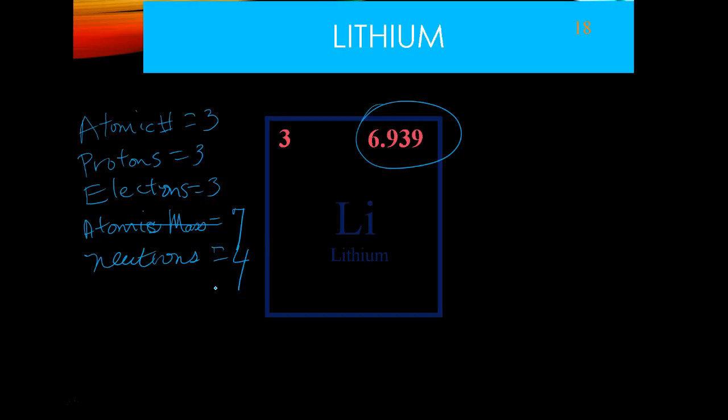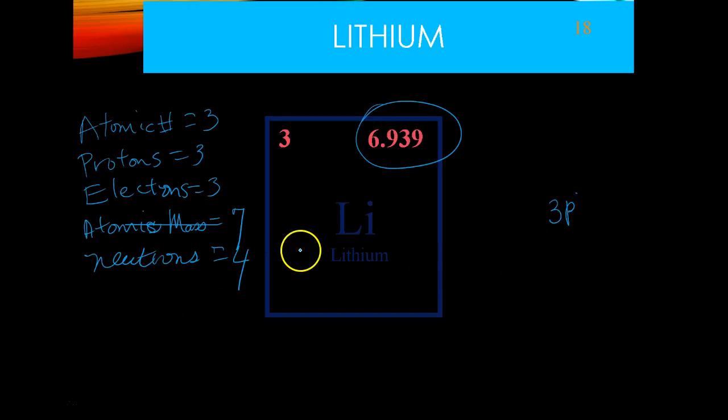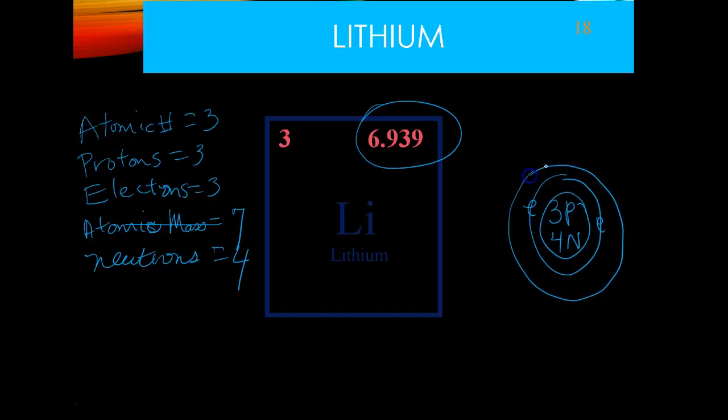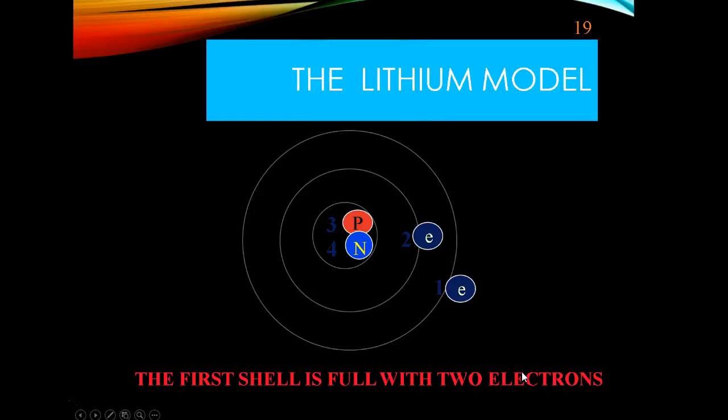Alright, so how many shells are we going to have? 1 or 2? 3 or 4? If we look at this, it says we're going to have 3 protons in the nucleus, but we also have neutrons. We're going to put 4 neutrons in the nucleus. The first shell can only hold 2. That means we're going to have 2 shells, and this last shell will have 1 in it. So that is the Bohr model for lithium. And here's the cartoon drawing.